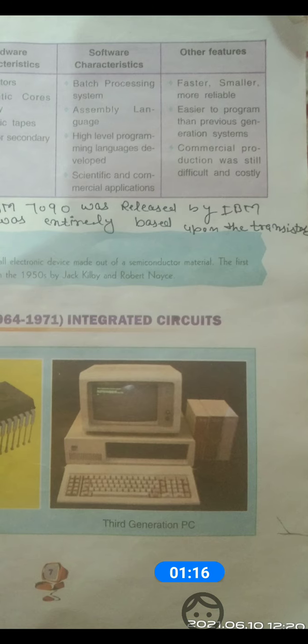Then assembly language. You know the first language is machine language, which is directly understood by the computer. The second is assembly language, and after that come the high level languages. So assembly language was introduced in this generation of computers. Then other high level languages, for example Fortran and COBOL, were also used in this generation. Scientific and commercial applications of computers also appeared in this generation.